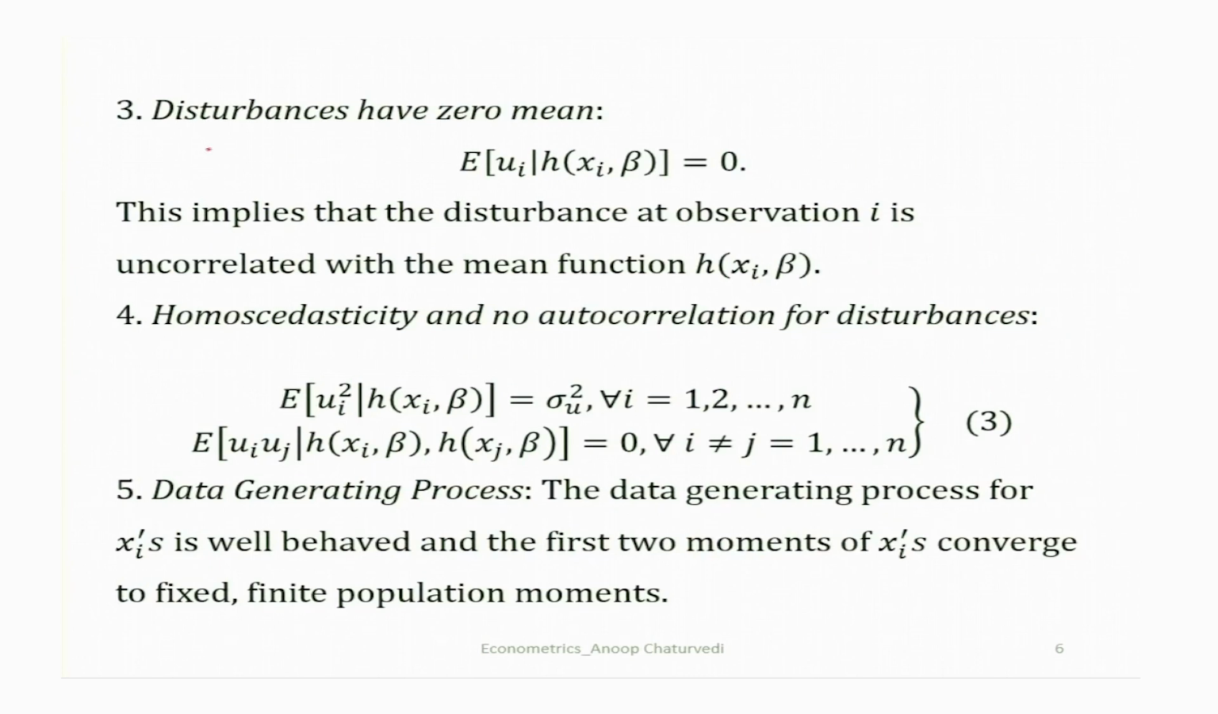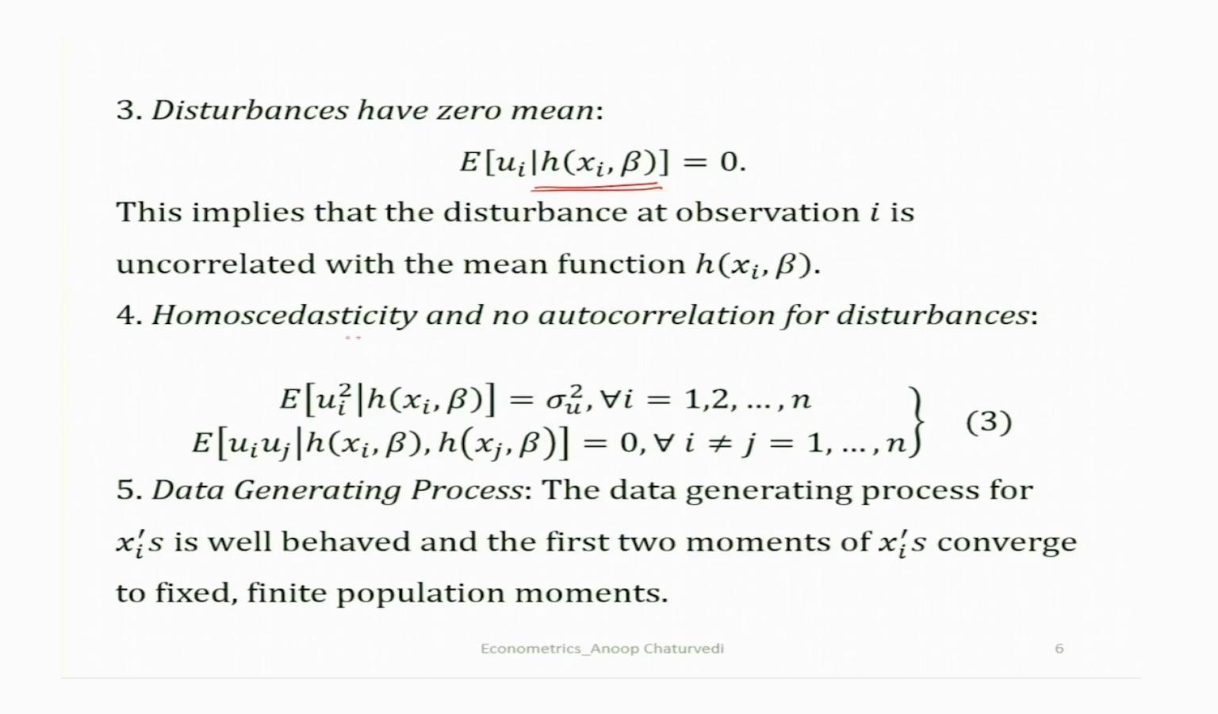Next assumption is that disturbances have 0 mean. Just like the linear model, we assume that expectation of u_i given h(x_i, beta) is equal to 0. So, this implies that the disturbance at observation i is uncorrelated with the mean function h(x_i, beta). Expectation of u_i given h(x_i, beta) is equal to 0. It does not depend upon h(x_i, beta), or you can say u_i and h(x_i, beta) are uncorrelated.